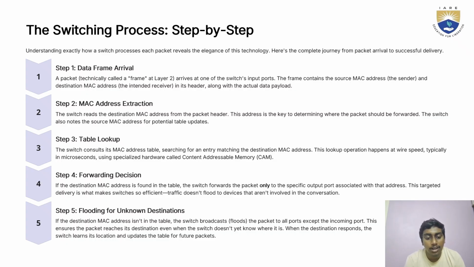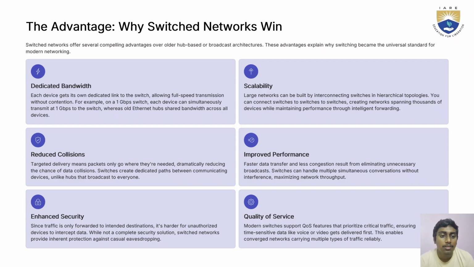Step 5. Flooding for unknown destinations. If the destination MAC address isn't in the table, the switch broadcasts the packet to all ports except the incoming port. This ensures the packet reaches its destination even when the switch doesn't yet know where it is. When the destination responds, the switch learns its location and updates the table for further packets.